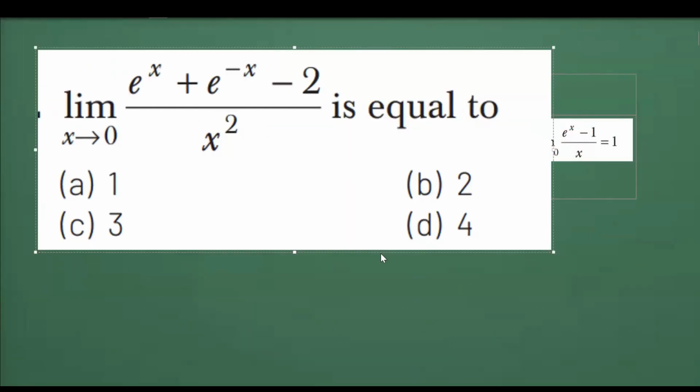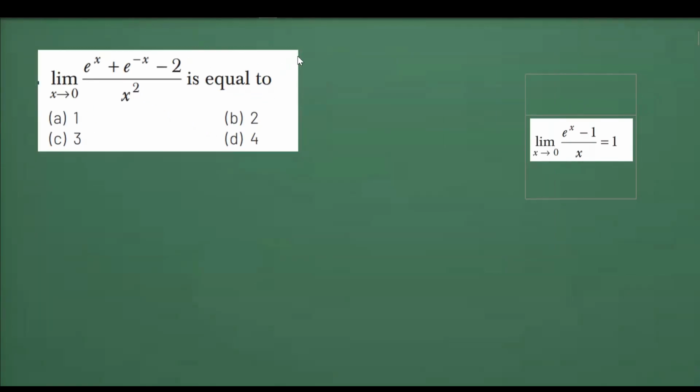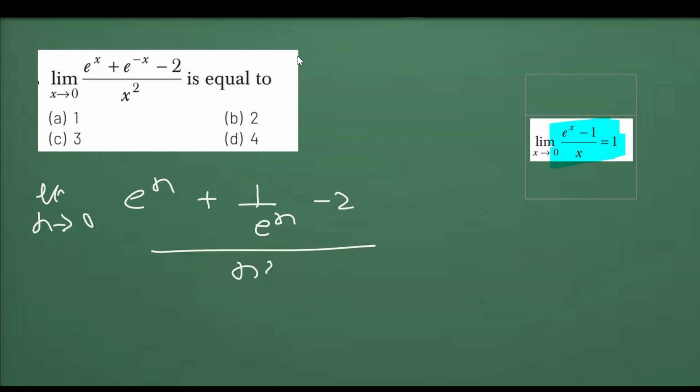In the next question, we have to evaluate e raised to the power x plus e raised to the power minus x minus 2 over x square where limit x tends to 0. And for solving this, we are going to apply this identity, that is limit of e raised to the power x minus 1 over x is equal to 1. The first thing that we will do is to write e raised to the power minus x as 1 by e raised to the power x. So we have limit x tending to 0, e raised to the power x plus 1 over e raised to the power x minus 2, that whole divided by x square.